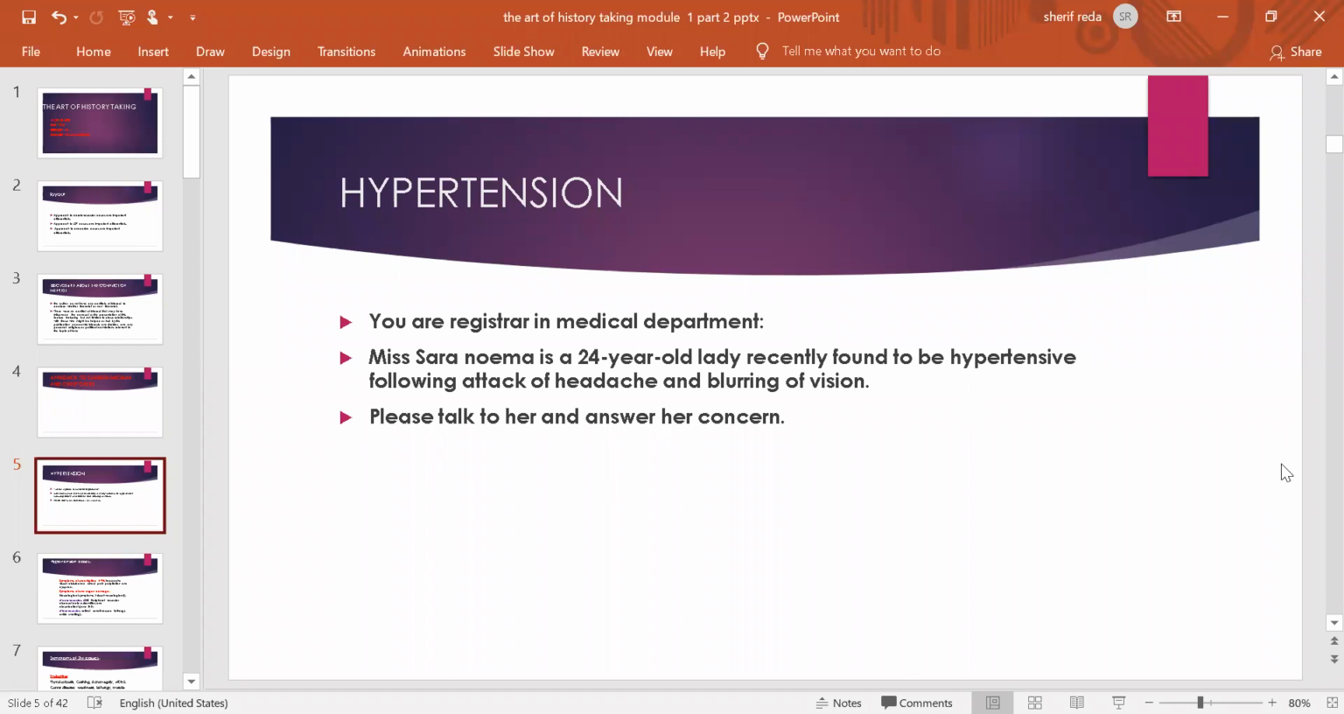If you would like this session to be an interactive session, I think it will be more useful and beneficial to everyone. So, do you have any idea about how to proceed in this case? This is a very simple case. This is a case of hypertension in a young patient. So I think we should search for something in this case.